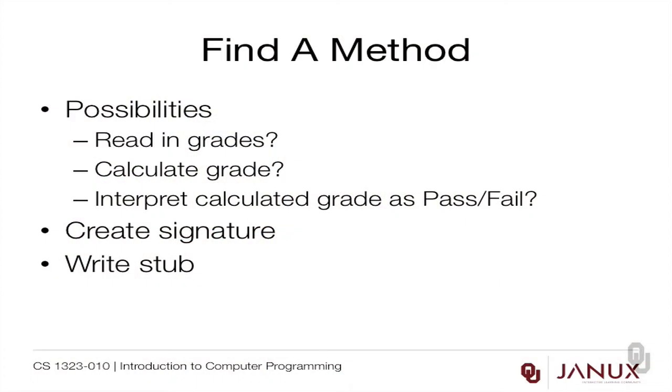As far as interpreting the calculated grades as pass and fail, well, that would be an okay method. The only thing is it's only going to be 2 lines long. In general, we don't make 2-line methods, particularly when all they would contain is one if statement. You can do it, but usually we don't. Because it takes 1 line to call a method, you don't really get much efficiency from that. So what our method is going to have to do is read in and calculate the grades, and what should be returned is the grade. So let's create the signature for the method and write a stub.